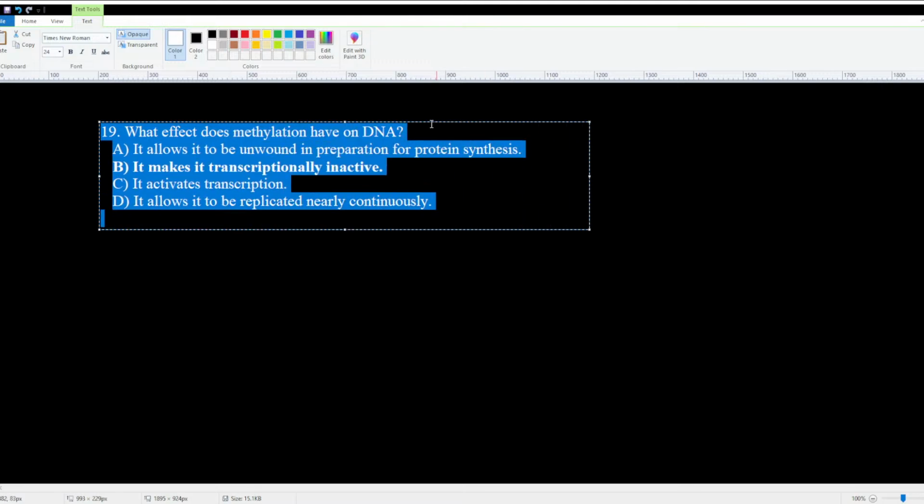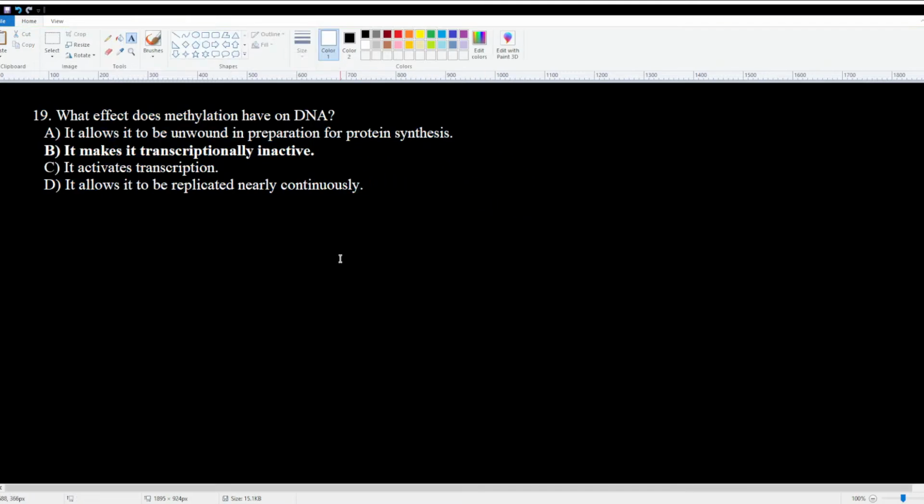Number 19 is saying, what effect does methylation have on DNA? A, it allows it to be unwound in preparation for DNA synthesis. B, it makes it transcriptionally inactive. C, it activates transcription. Or D, it allows it to be replicated nearly continuously.